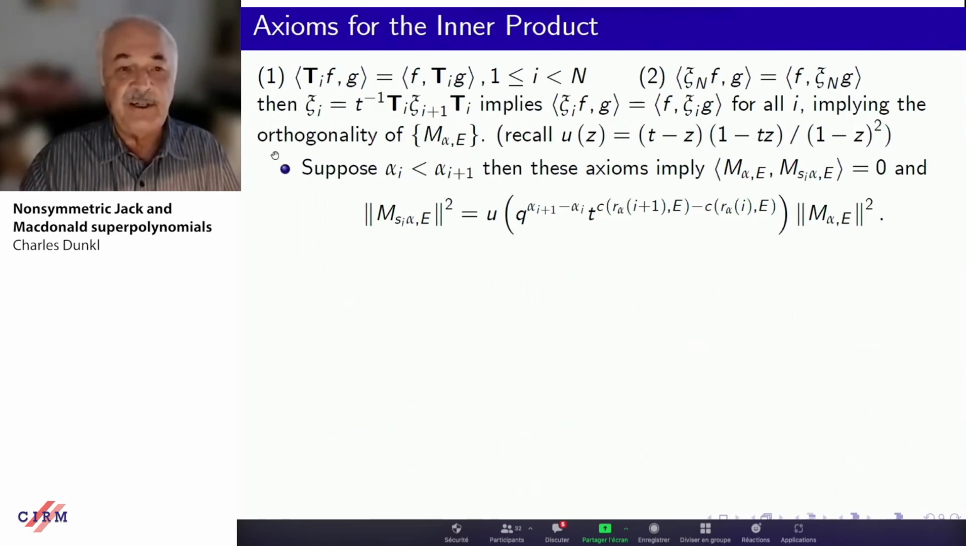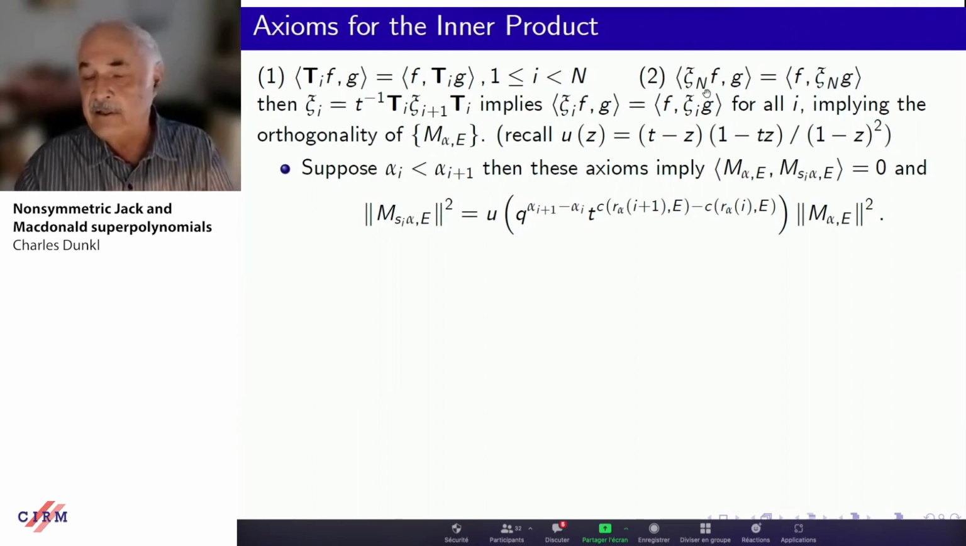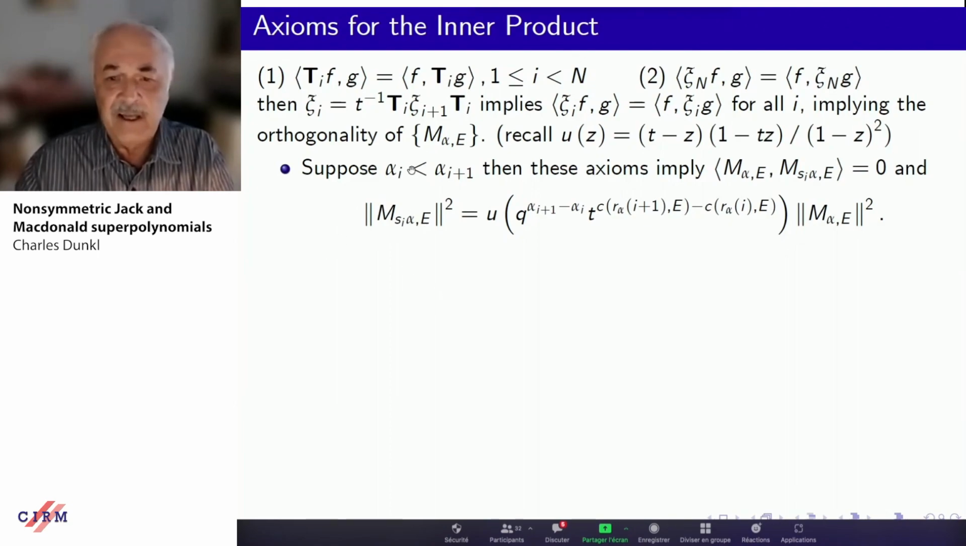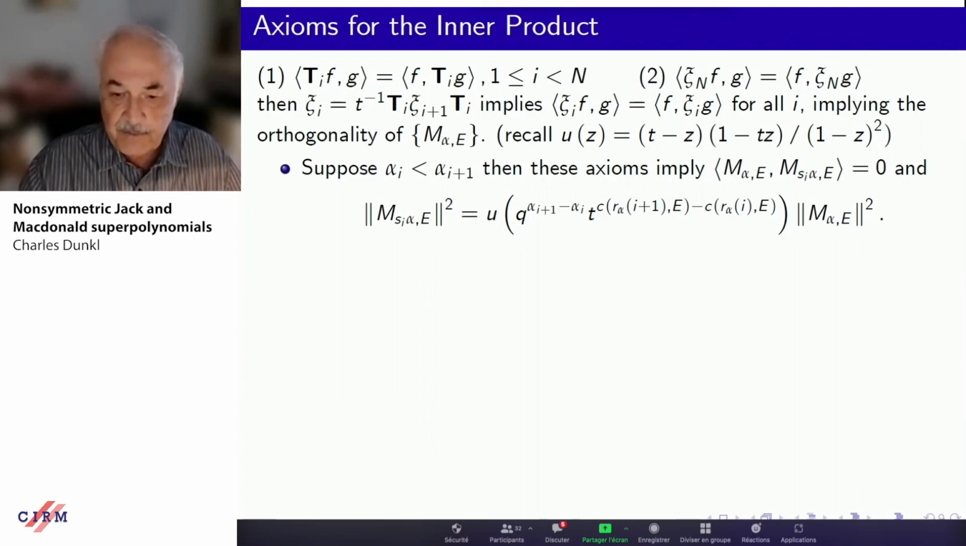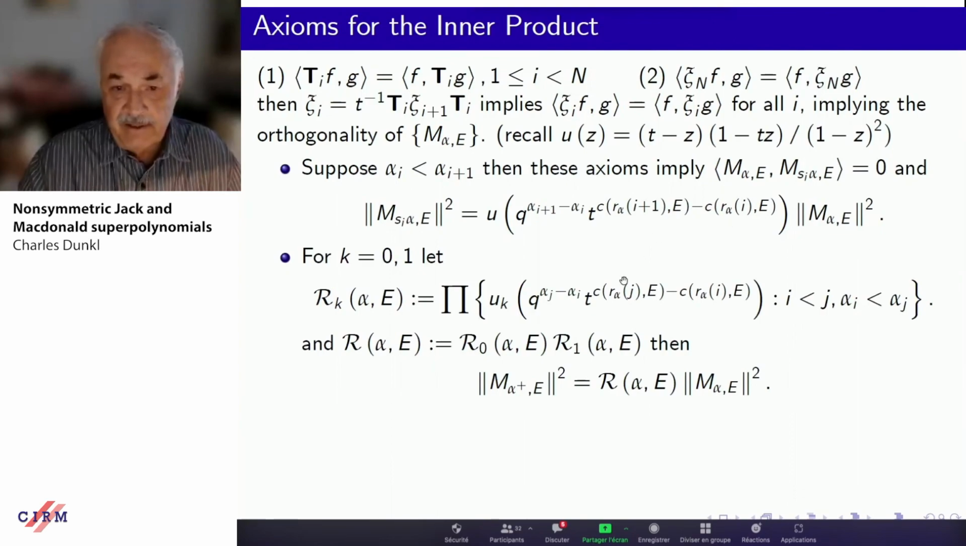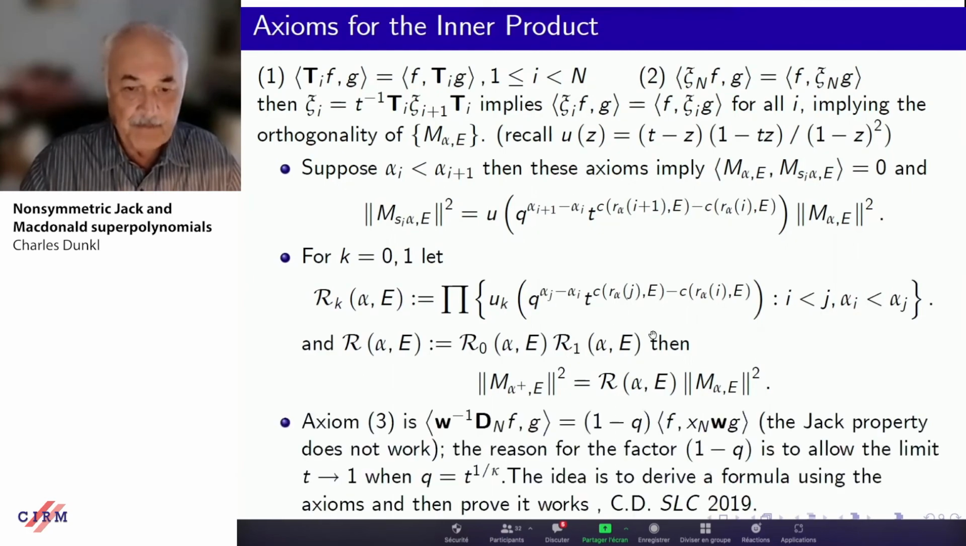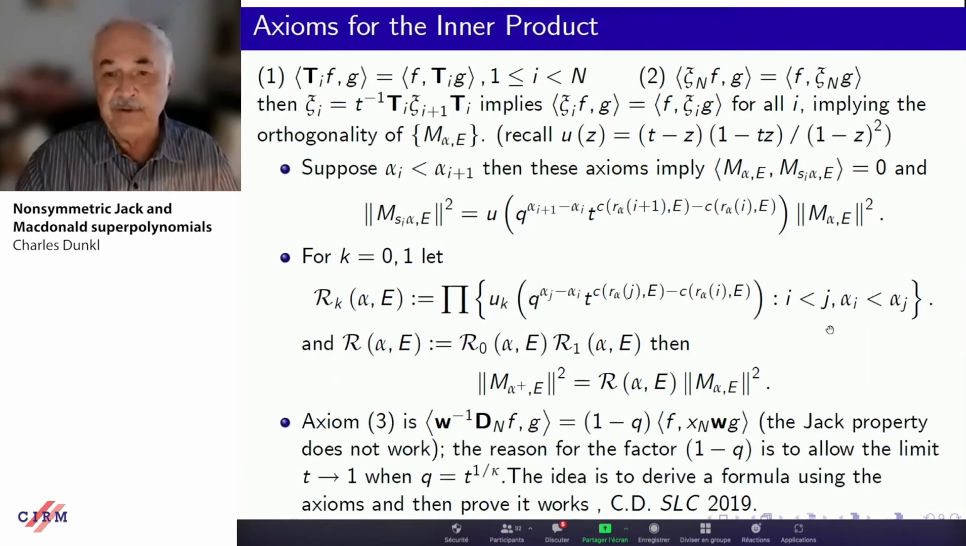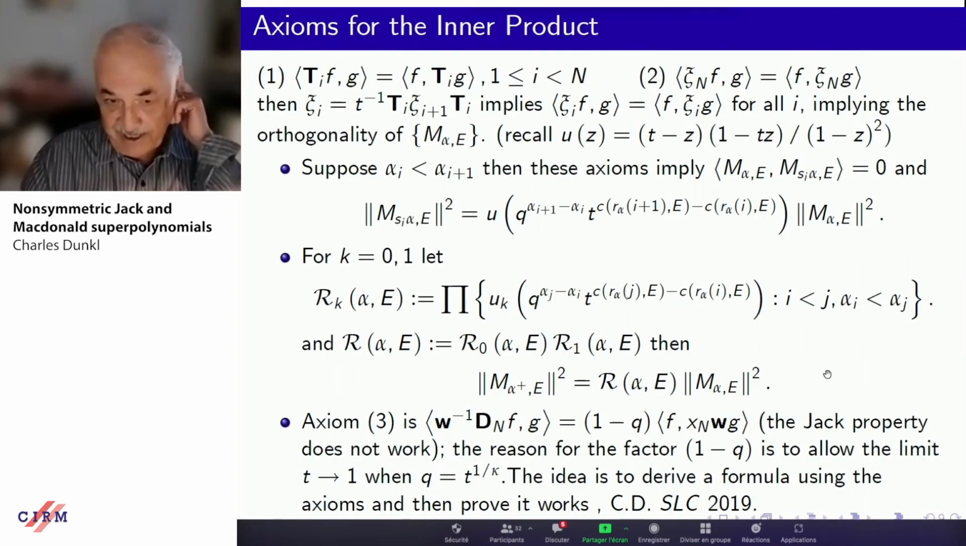Here are axioms for the inner product. T_i f, g equals f, T_i g. I want it to be self-adjoint, and I want xi(n) to be self-adjoint. From those two, we can get all the other operators, Cherednik operators, self-adjoint, so we get orthogonality of the eigenfunctions. This allows us to relate these hypothetical formulas. I haven't proved it exists, but if there was such a norm, it would have to look like this. We have a product similar to what was set up before for the Jack polynomials. Then we need one more axiom. You can't use the one from Jack polynomials. It does not work.